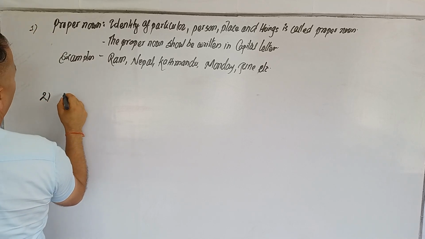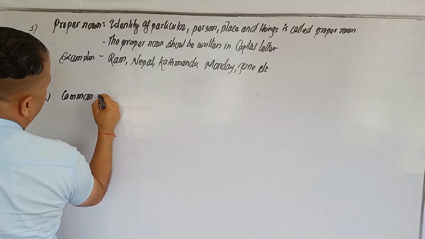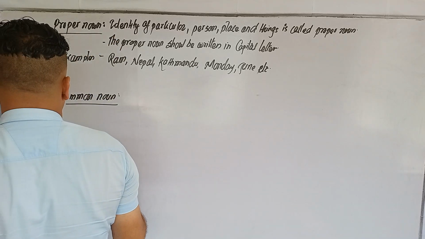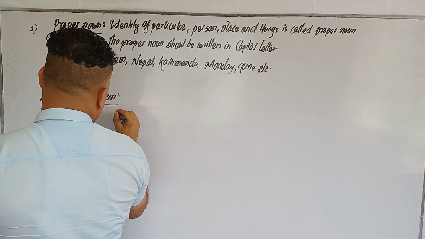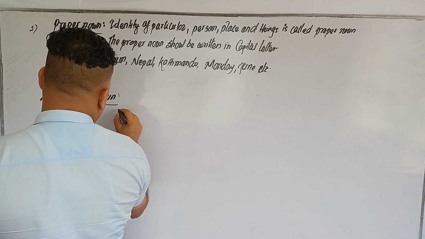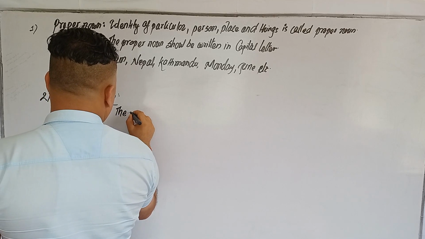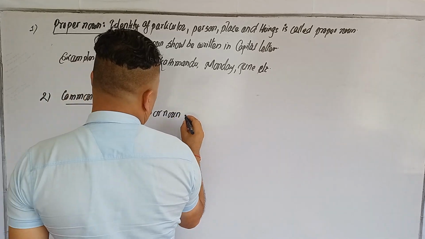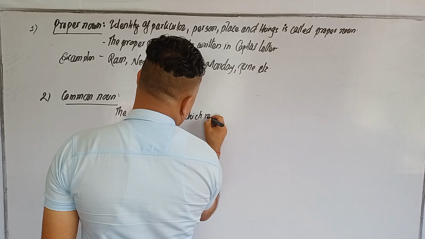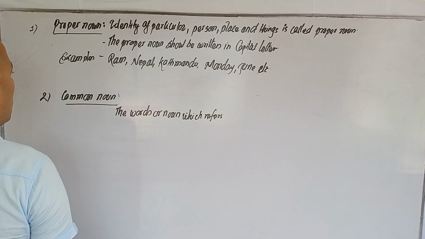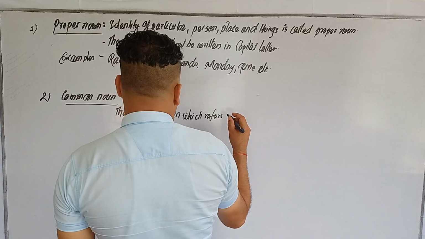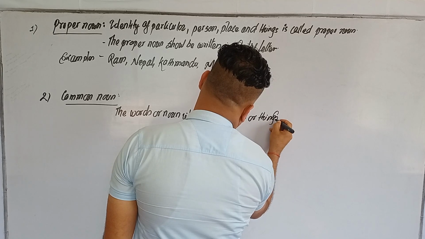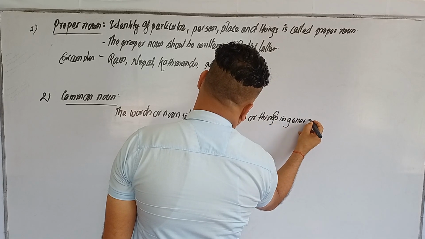Number two, another is common noun. Common noun refers to the word or noun which refers to people or things in general. Things in general. You see, a little bit different.